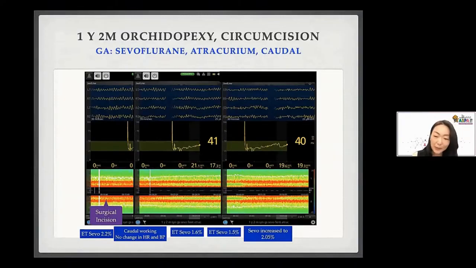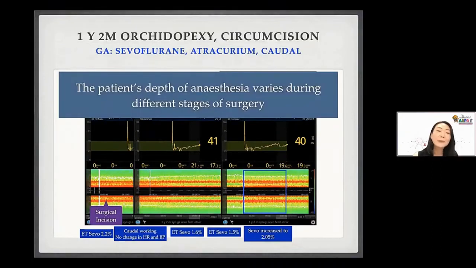And then we thought, okay, we better increase the sevoflurane back to 2.05%. And here you can see slow delta oscillations coming back, and the spectral edge frequency coming down again. Okay, so this is a simple case, but it just shows you that the patient's depth of anesthesia varies during different stages of surgery.